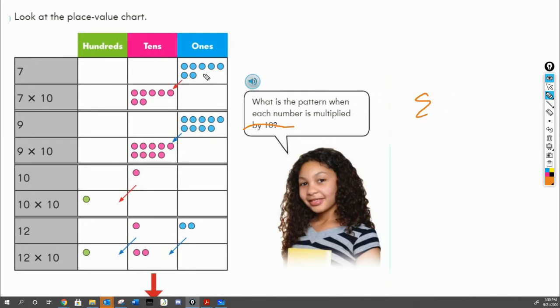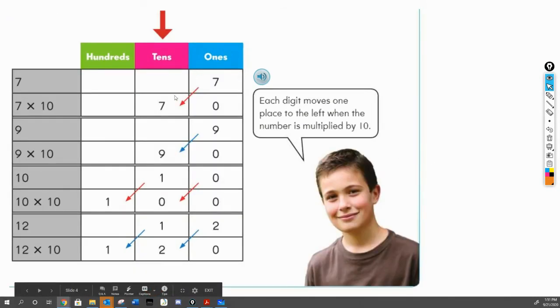In this case, we're taking a 7, moving it over, and you get 70. Here you got 9 and 90. Here you've got 10 and 100, and here you've got 12 and 120. Everybody agree? Let's move on. This is what I just showed you in the previous chart, how each digit moves one place to the left when the number is multiplied by 10. If you want to take a look at this for a moment, pause.